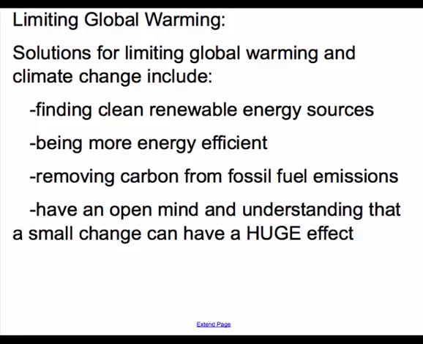Limiting global warming. Solutions for limiting global warming and climate change include finding clean, renewable energy sources. Clean meaning they're not putting carbon or carbon dioxide into our atmosphere, and renewable meaning that it's something that once we take it, we still have more of it. So things like wind and solar, things like that that renew themselves, those would be a better way to use energy and it be clean.